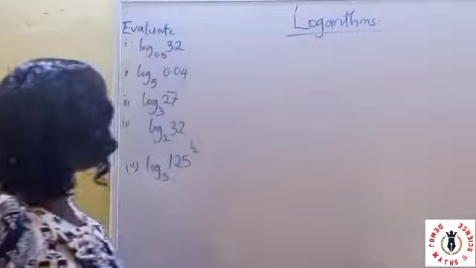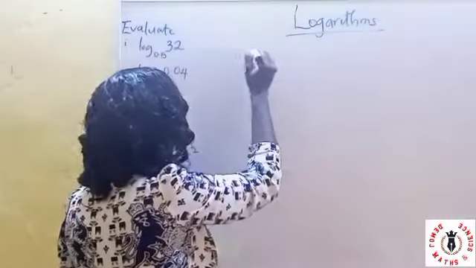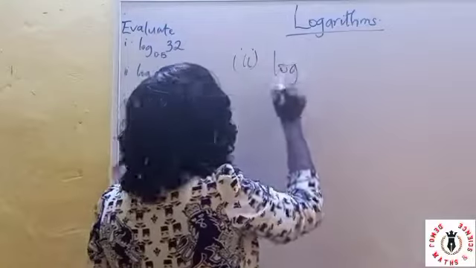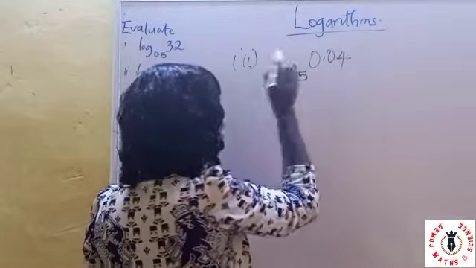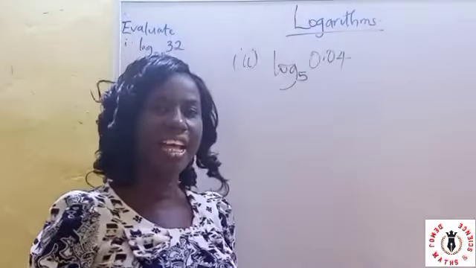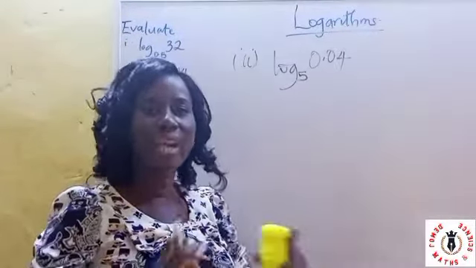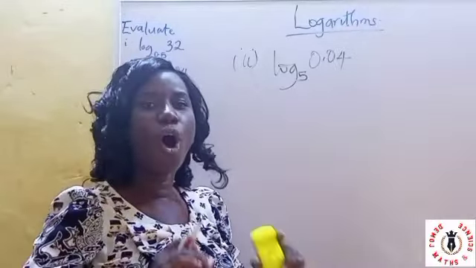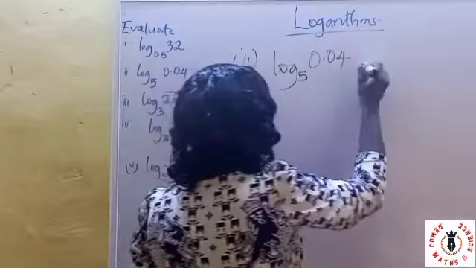Let's look at the second question. We have log of 0.04 to the base of 5. Now let me change the letter I'm going to use. I'm going to be using different letters to make us know that we can use any letter. All we want to get is the answer to the question. So I'm going to use the letter A.